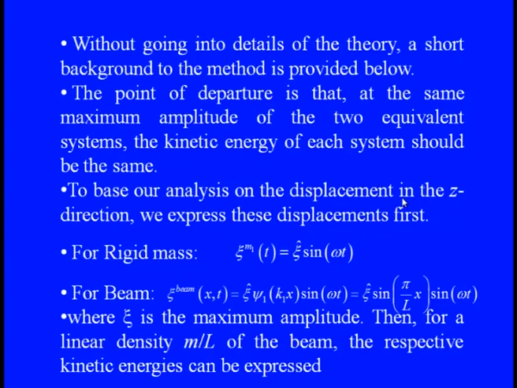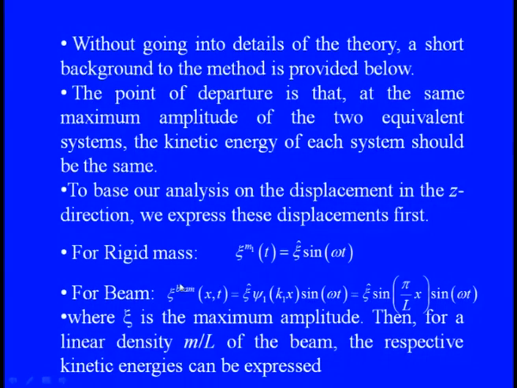So to base our analysis, we can say that for the displacement in this z direction, where we were showing the rigid mass m1 or the beam part, we can get the displacement feature first. The displacement for the rigid mass is the dynamic parameter epsilon m1 of t, which is nothing but epsilon, the maximum displacement, into sine of omega t. And when we are going for the beam, then certainly there is the space coordinate, because it has a certain width.